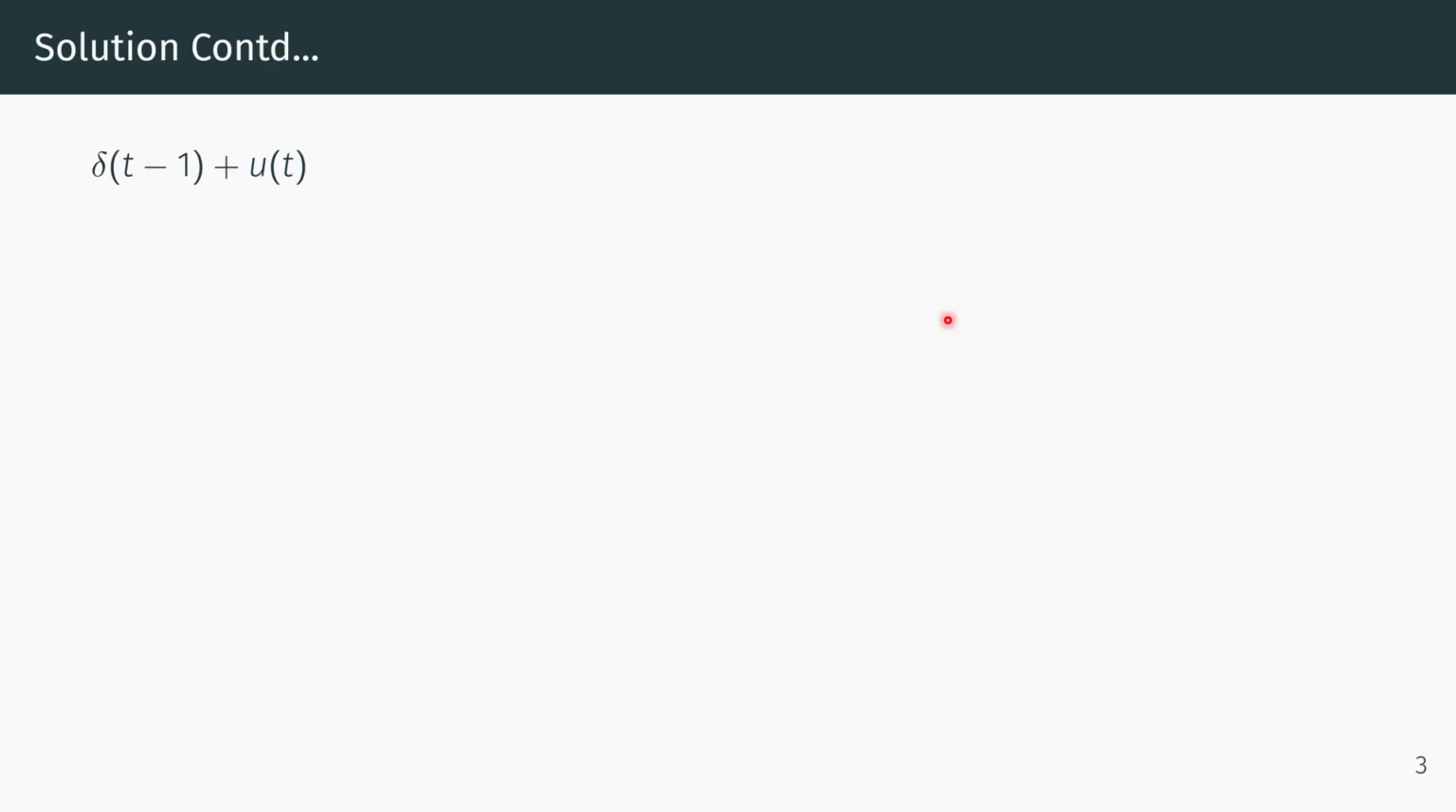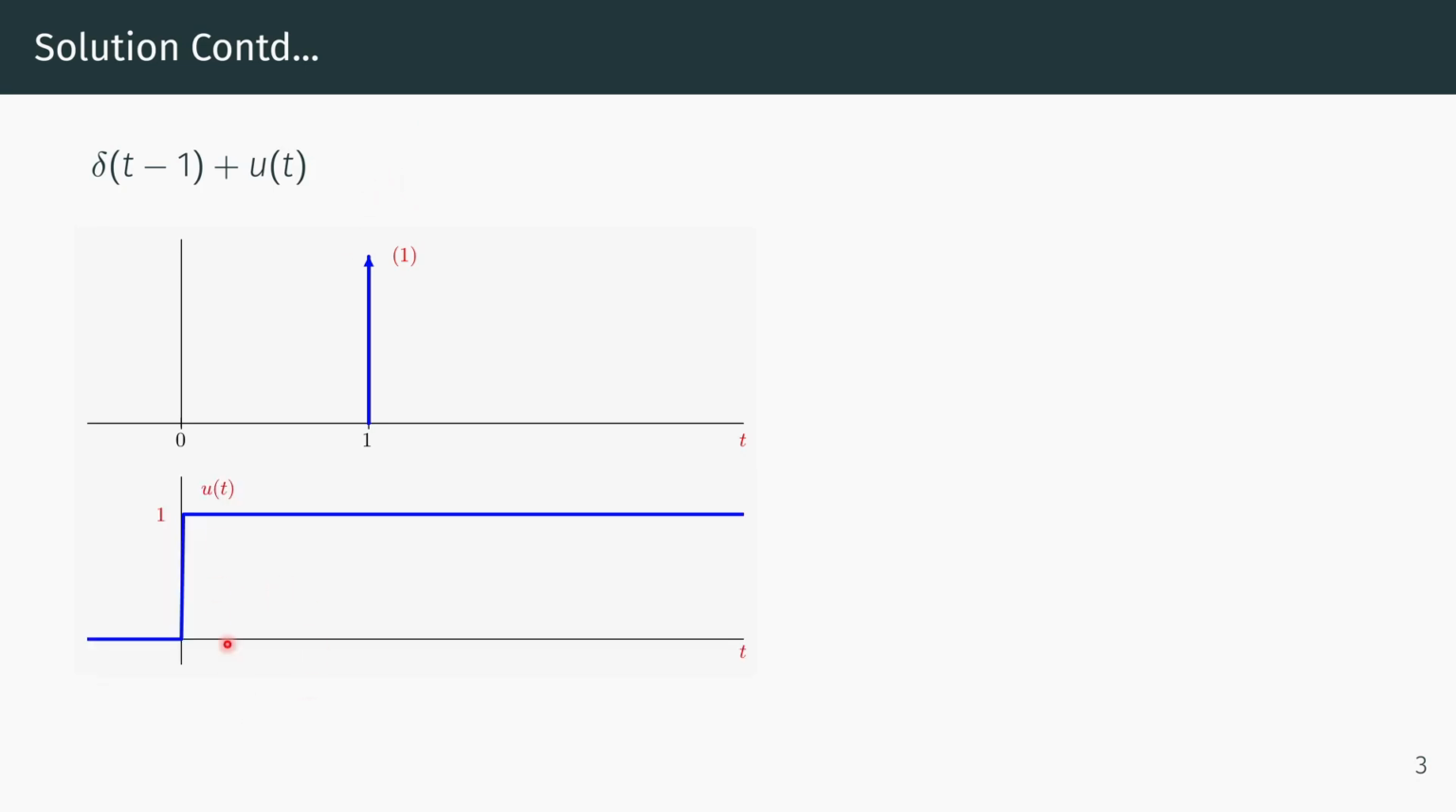What is the next problem? We have to plot the sum of delta of t minus 1 and u of t. Again, let us plot one by one. The first one is the Dirac delta function shifted to the right by 1 unit, the plot of which we already saw. And the second function is the unit step function, the plot of which will look like this.